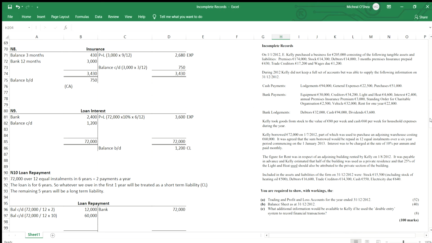This is our final class on the incomplete question from 2013. It was the E. Kelly question. What I'm going to do first here is quickly go back over the three notes we looked at yesterday.